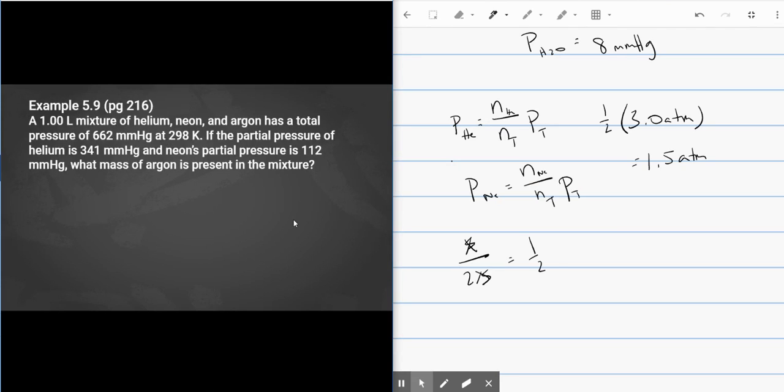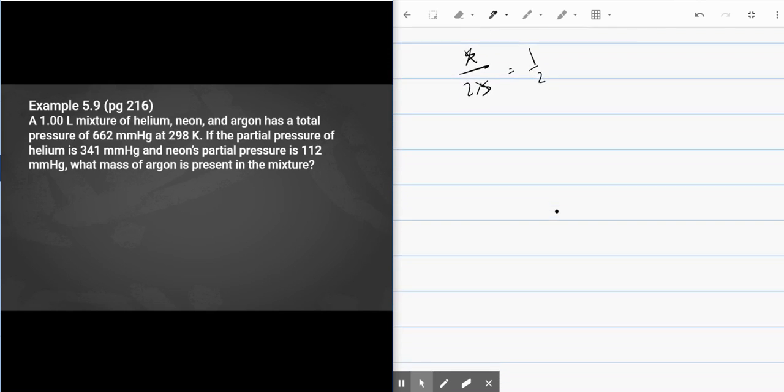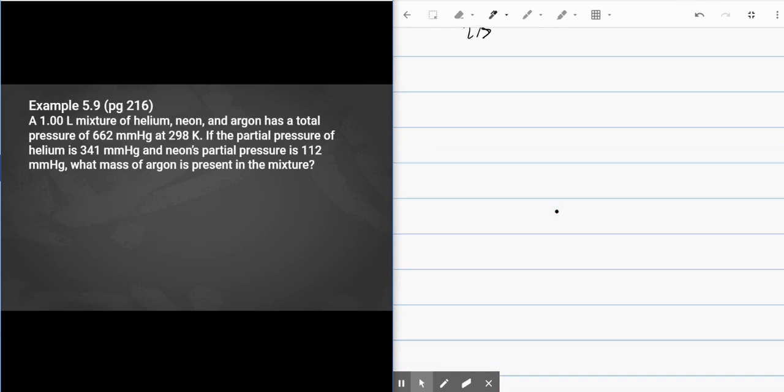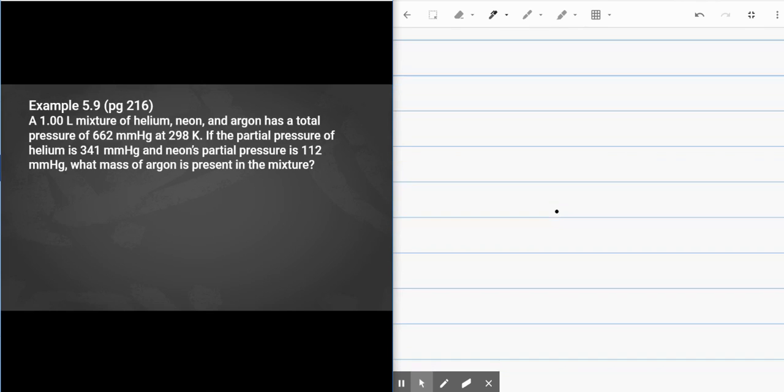All right, let's try another example. In this mixture, we have a 1 liter mixture of helium, neon, and argon. The total pressure is 662 millimeters of mercury at 298 Kelvin. The partial pressure of helium is 341, and neon's partial pressure is 112. What mass of argon is present?